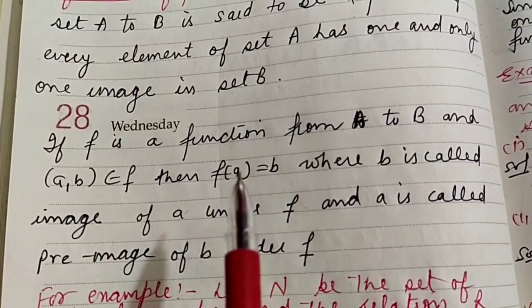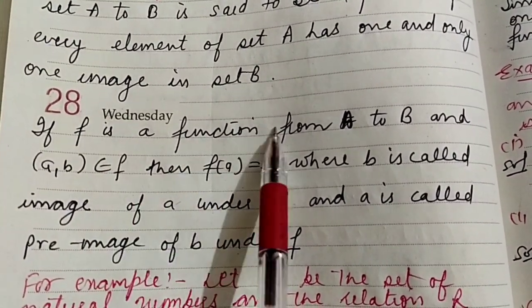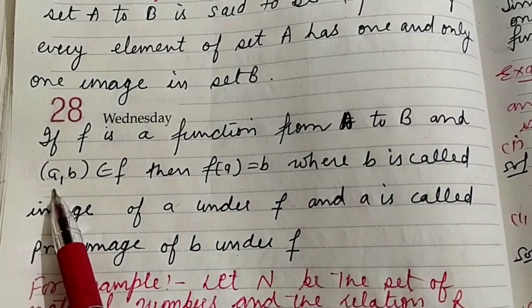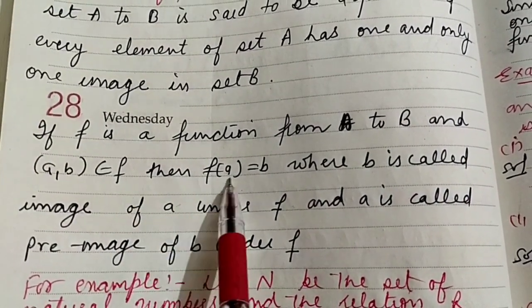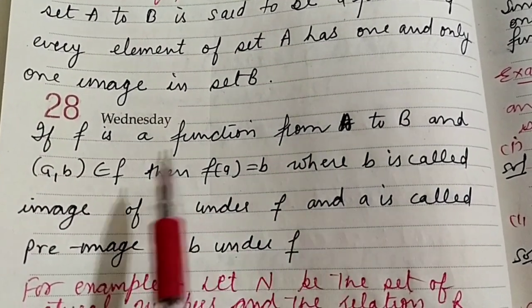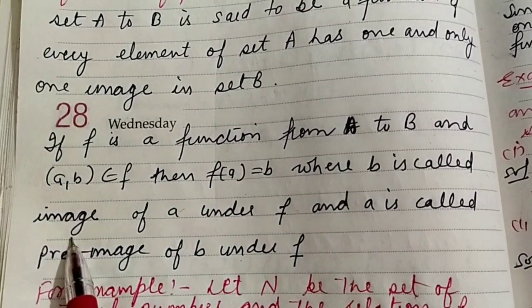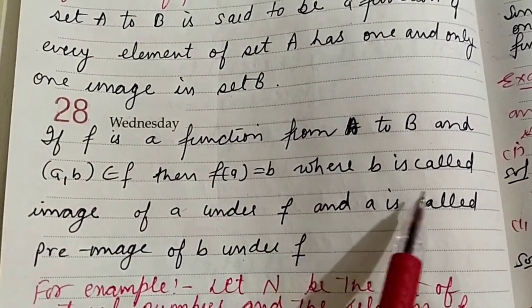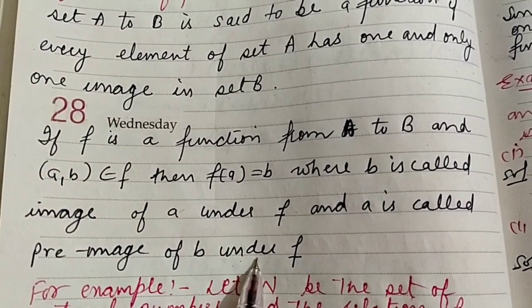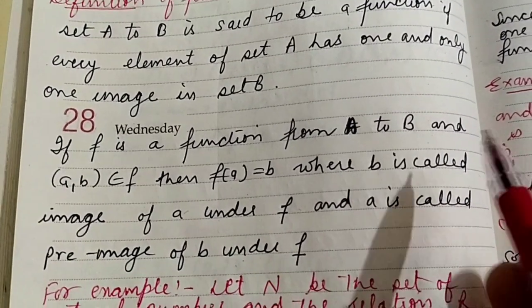If f is a function from A to B and (a, b) belongs to f, then f(a) is equal to b, where b is called the image of a under f and a is called the pre-image of b under f.